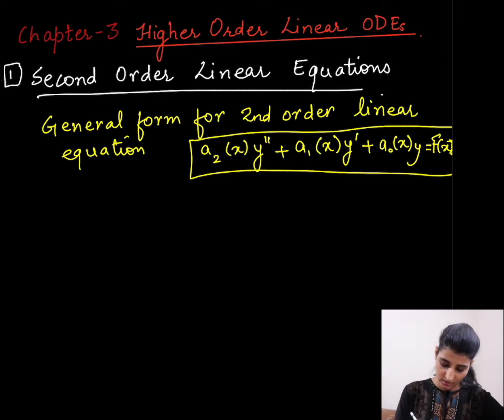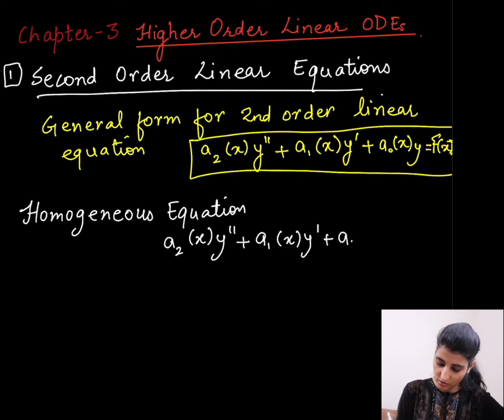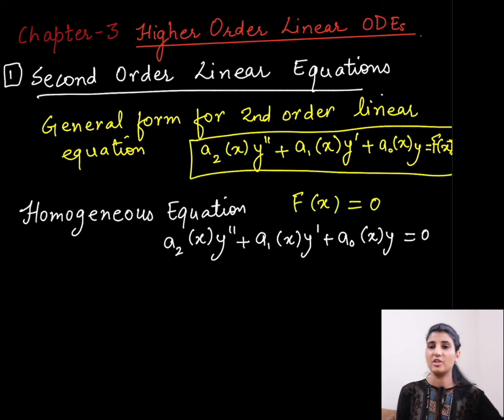Okay, and then let's define homogeneous equation. So we defined homogeneous equation in our chapter 1 also. So here I am just going to recall it for the second order. Homogeneous equation means our f(x) is equal to 0. So this equation we will call the homogeneous equation. Simply f(x) equal to 0 means we don't have any term which doesn't involve the dependent variable or its derivative.